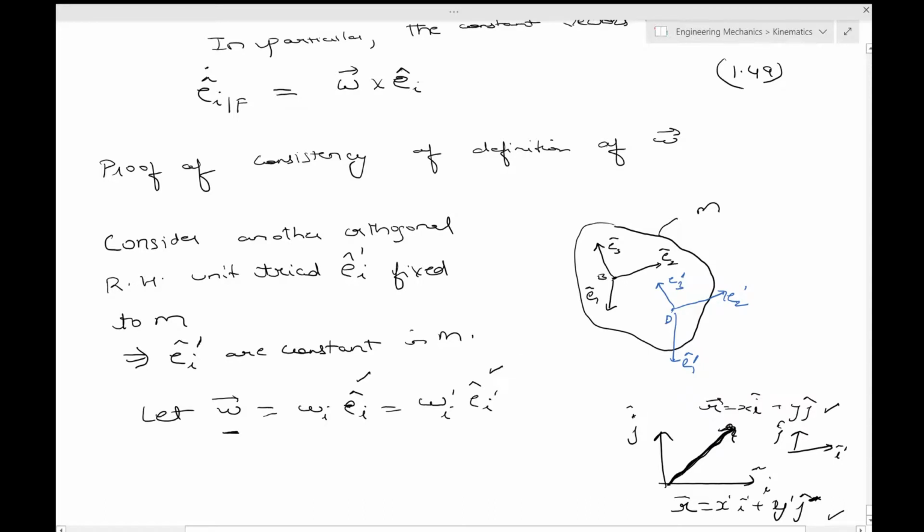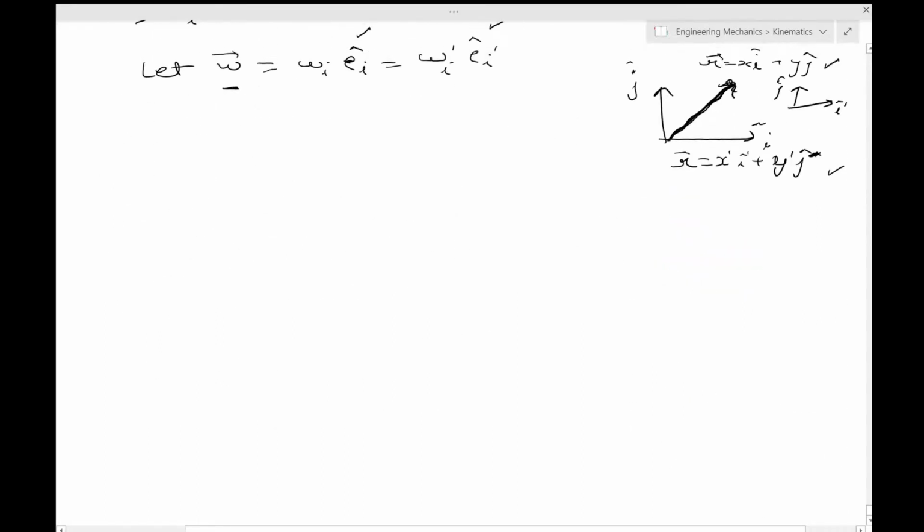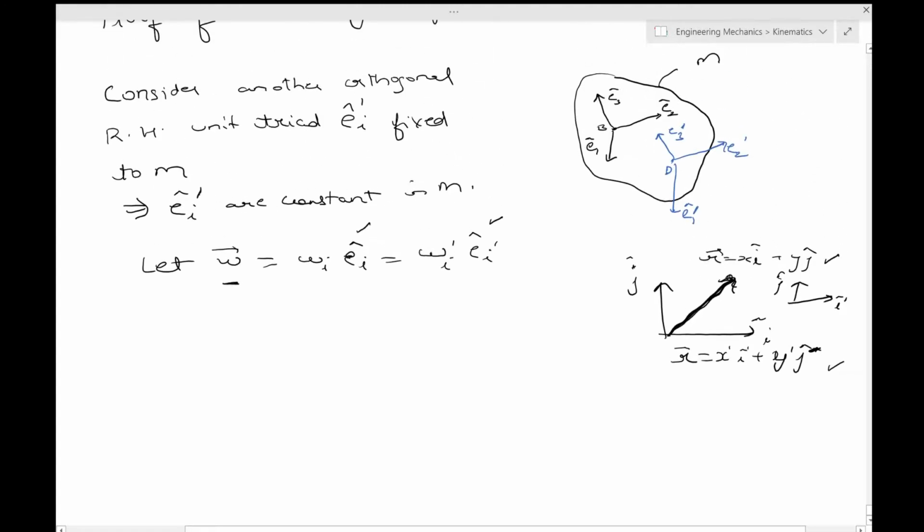Okay, now omega dash will be equal to half into e_i dash multiplied by e_i dash dot f.